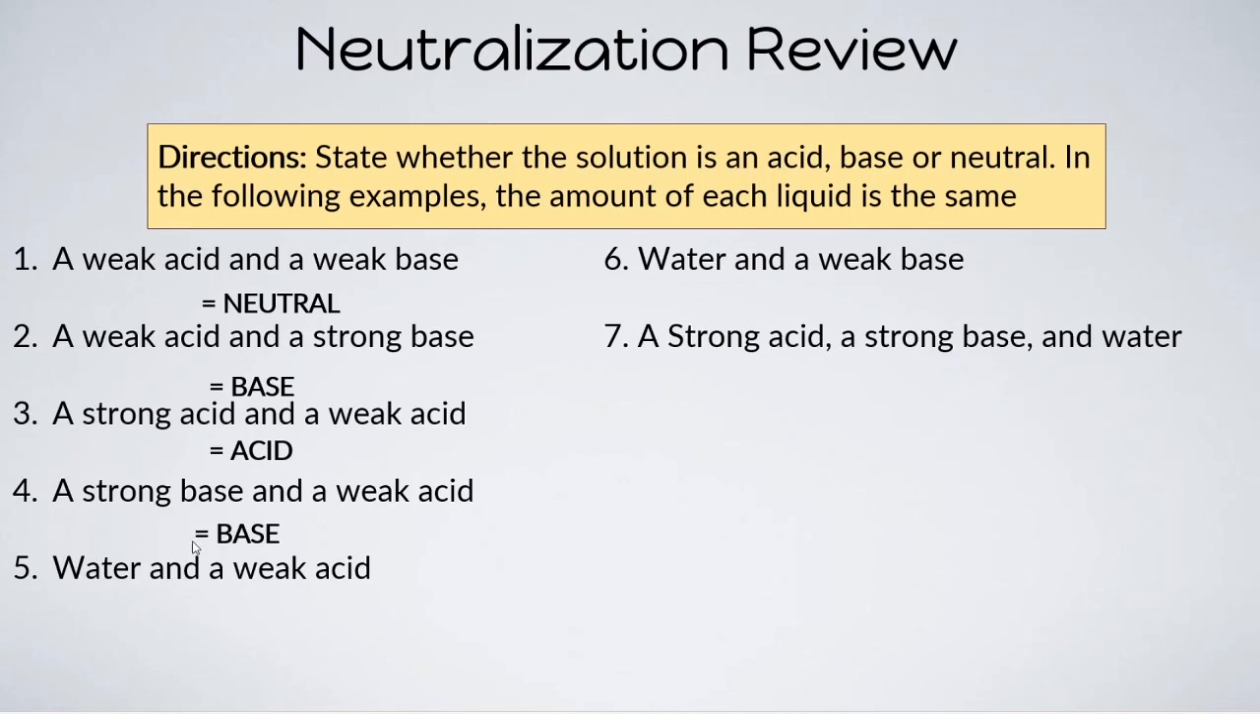Sorry. How about water, which is neutral, and a weak acid? We would still have an acid. Water and a weak base. Well, water is neutral. If we add a base, we're still going to get a base. How about a strong acid, a strong base, and water? Water is neutral. We would have a neutral solution. The acid and base would neutralize each other, and water is neutral. So hopefully that helps understanding how you neutralize.